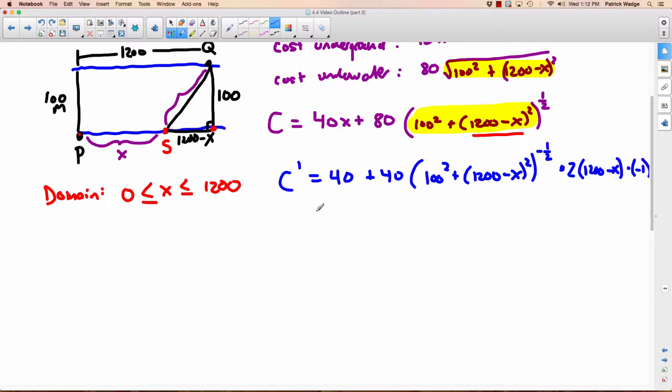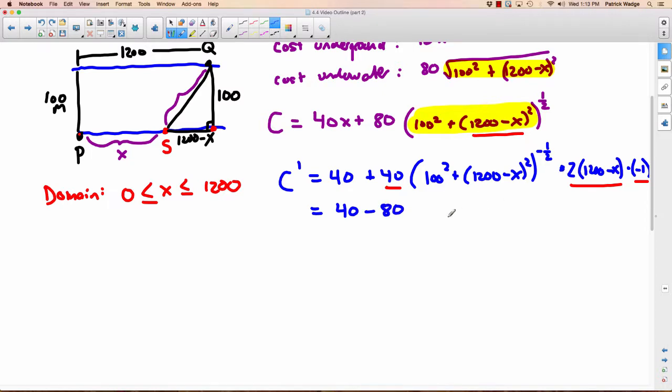Wow. Okay, let's simplify. We'll keep the 40 here. Now, in the top, we have a 40. All of this is being multiplied, and we're also multiplying by negative 1. So we can multiply 40 and 2 and negative 1 and get negative 80. So we have negative 80.